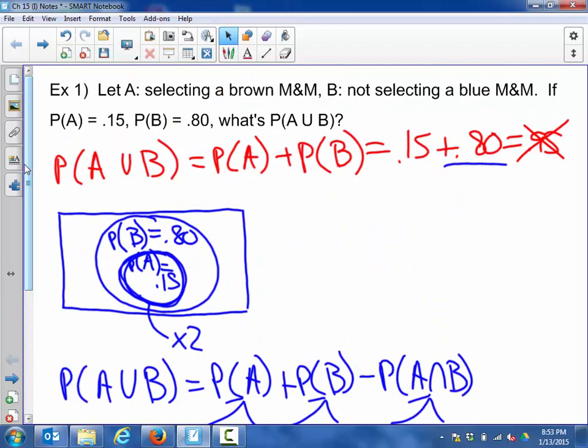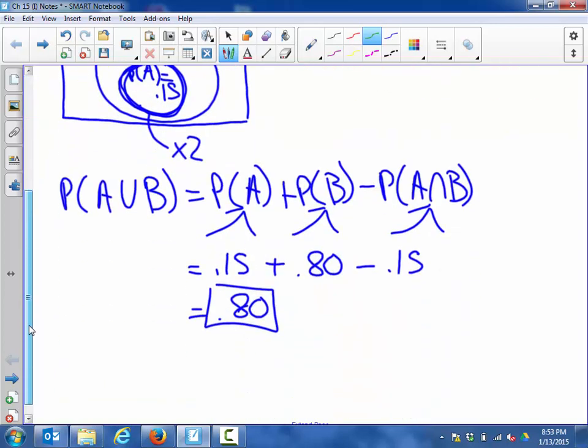We know everything not within these circles would be when you have a blue M&M. And if not selecting a blue M&M occurs 80% of the time, 20% of the time you've got blue M&Ms. So the probability of A or B occurs 80%. Separate from that, the complement of that 80% is the 20%. So our sample space adds up to 1. Our math is correct.